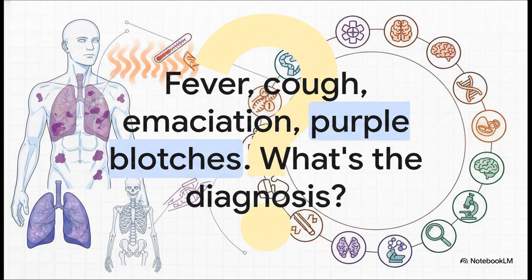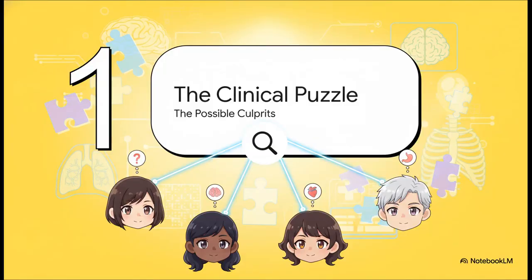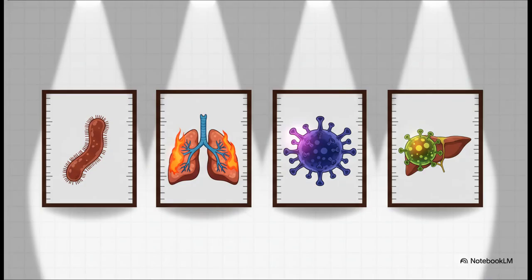Let's line up the usual suspects. Any good diagnosis starts with a list of possibilities. It's what doctors call a differential diagnosis. So based on what we're seeing, there are really four main culprits we need to look into. And here they are. Could it be tuberculosis, pneumonia, maybe HIV/AIDS, or even hepatitis? What makes this so tricky is that any of these could explain some of the symptoms, but our mission is to find the one diagnosis that explains the whole picture.